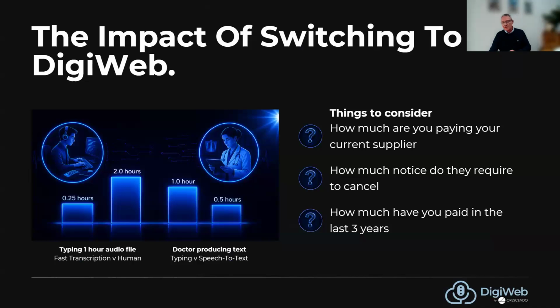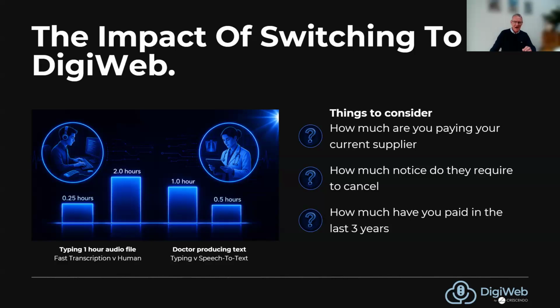Okay, what is the impact of transitioning to DigiWeb? As illustrated in this slide, transcribing 1 hour of audio requires a secretary a minimum of 2 hours typing. This is a conservative estimate, and in many instances, the time may be significantly greater. In contrast, using fast transcription, this can be reduced to just 5 to 15 minutes. Impressive, I would say.